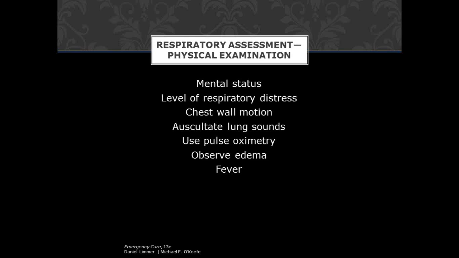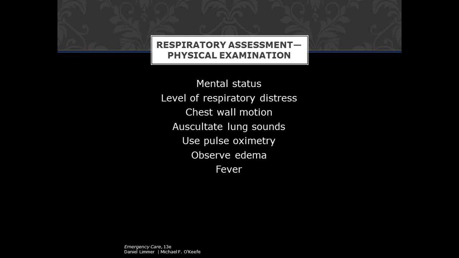Now we can also look at our patient. Okay, we can look at that work of breathing. If you've got patients, now I'm talking adult patients here, if they're using their belly muscles to breathe, so they've got that seesaw breathing going on, they're working kind of hard.